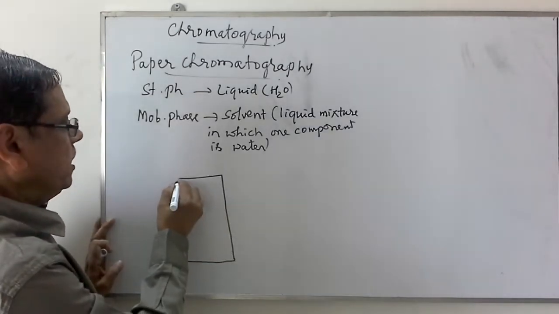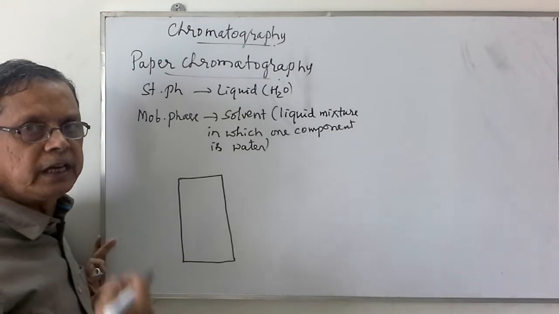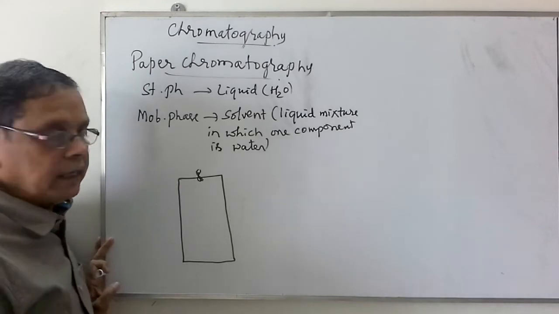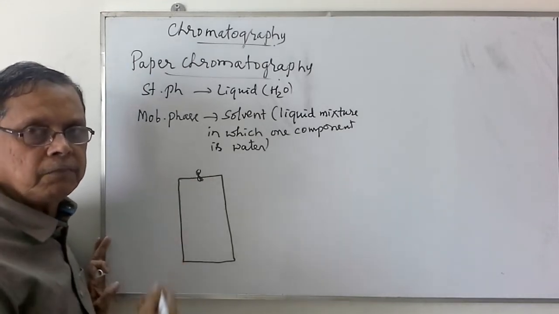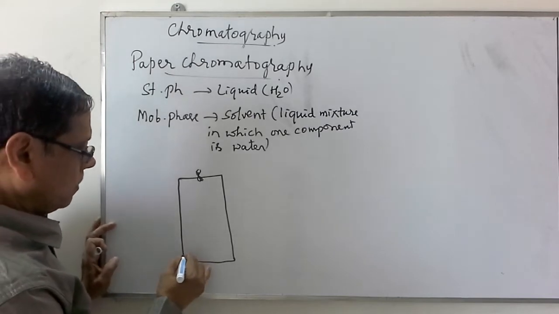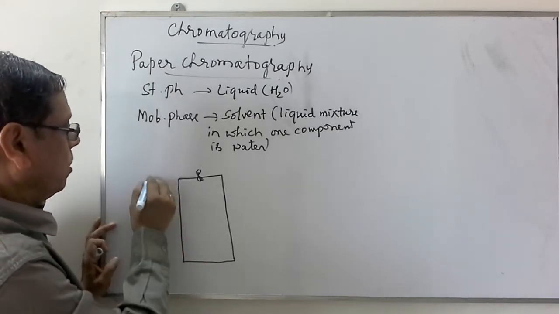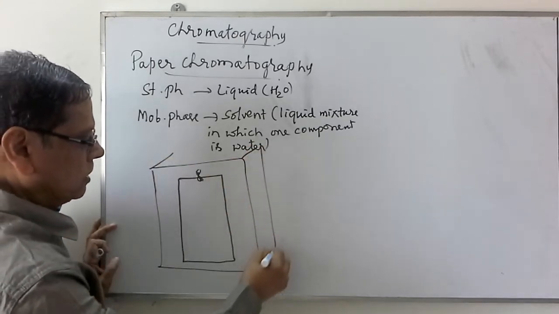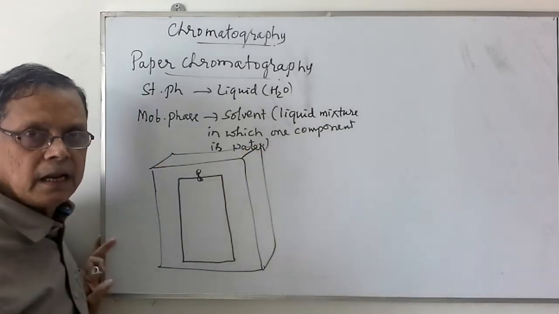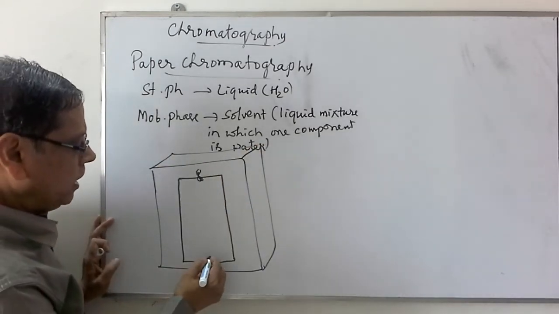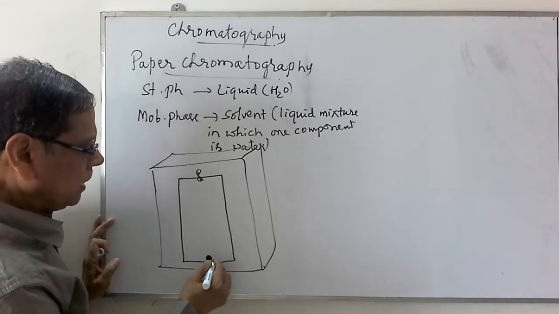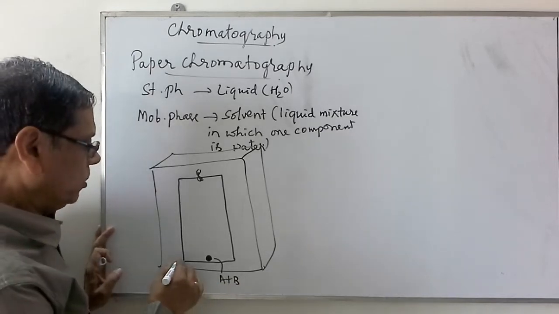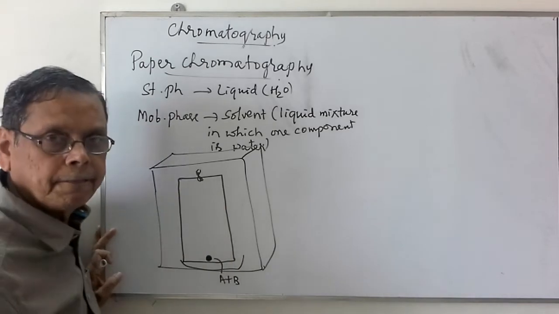Then the paper is hung by using clips. So let us say this is the clip, which is clipped to some glass rod, etc. Again, you keep the whole paper in a chamber like this, a cylindrical or any type of chamber. Then you keep the spot, which contains the components A and B. Then you allow the solvent to move up.